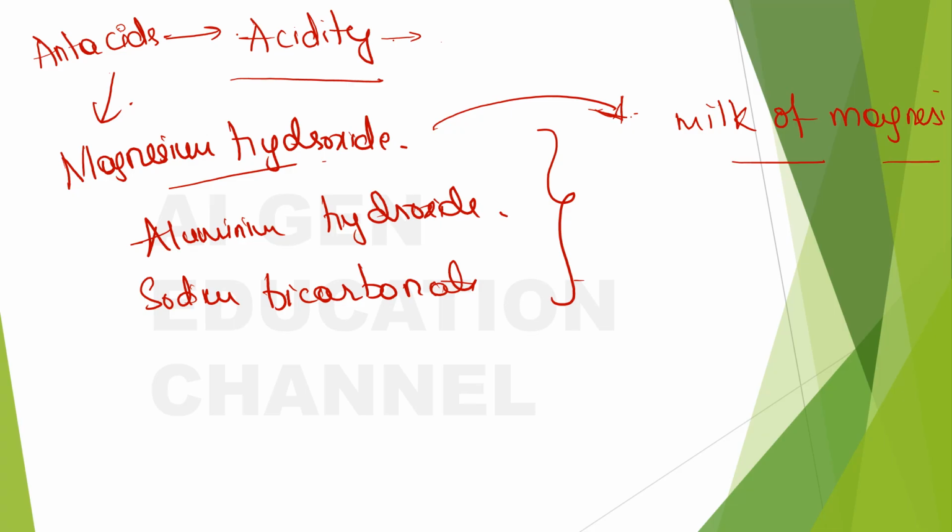Why I am mentioning this especially is that in the exams you may not get the term magnesium hydroxide. They will say milk of magnesia, and you will get confused. What is this? We are not aware of this milk of magnesia, where it is used, how it is used, right? So in order to let go of this confusion, I am mentioning both: magnesium hydroxide is used as an antacid, and when it is processed so that it can be used as a medicine by people, it is called milk of magnesia.